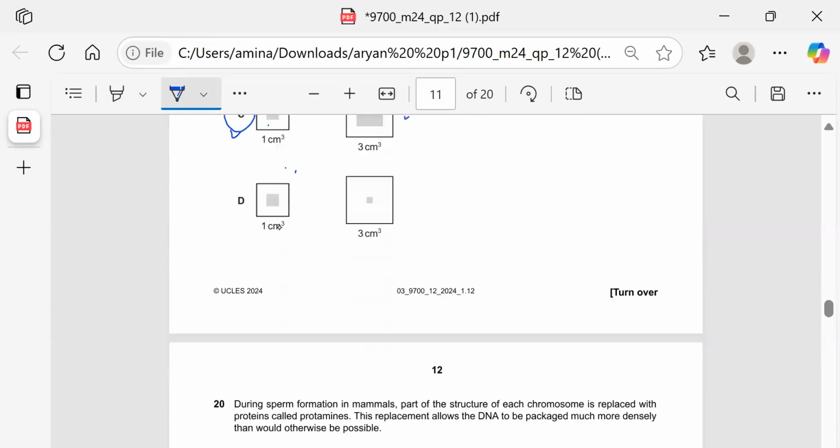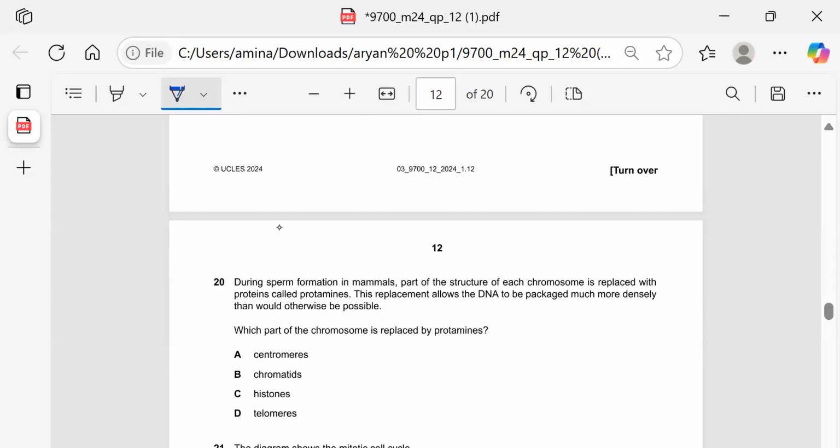Then comes question number 20, and it says during sperm formation in mammals, part of the structure of each chromosome is replaced with a protein called protamine. The replacement allows the DNA to be packaged much more densely than would otherwise be possible. Which part of the chromosome is replaced by protamine? So something we are replacing is already causing the packing.